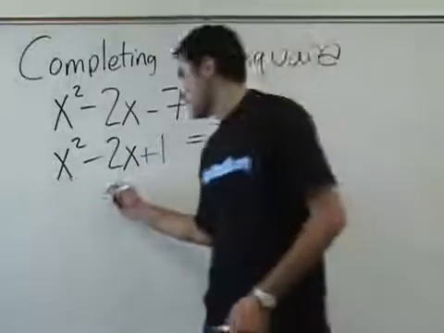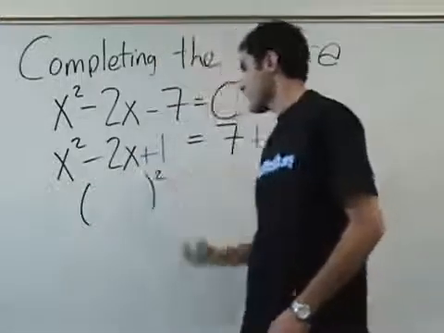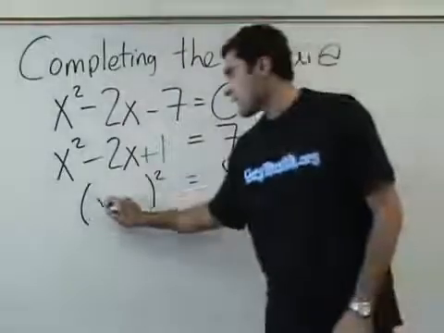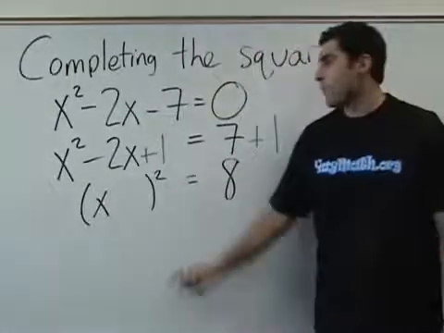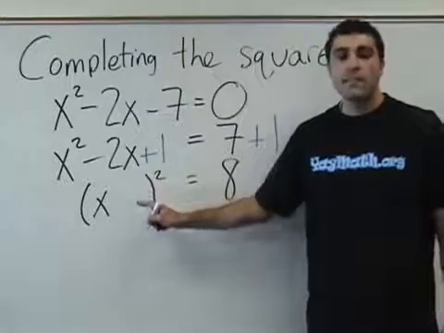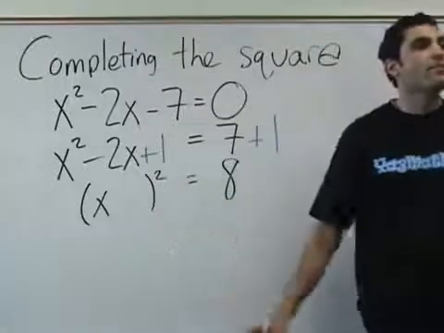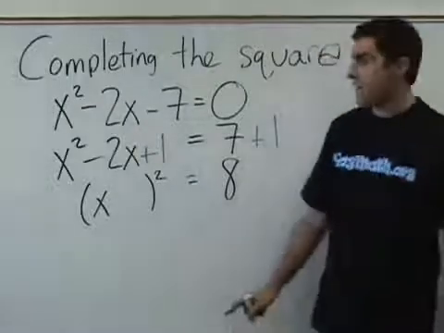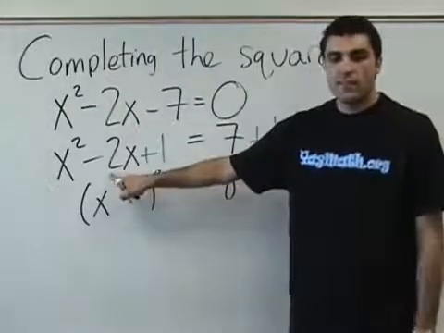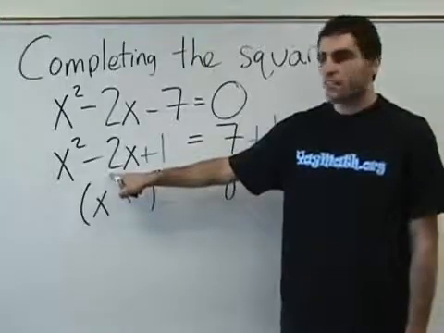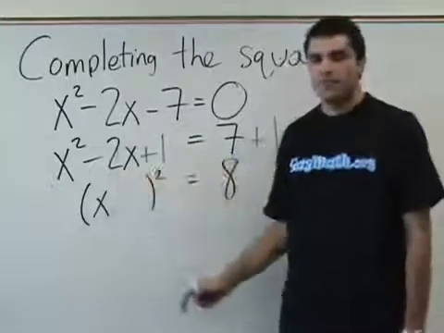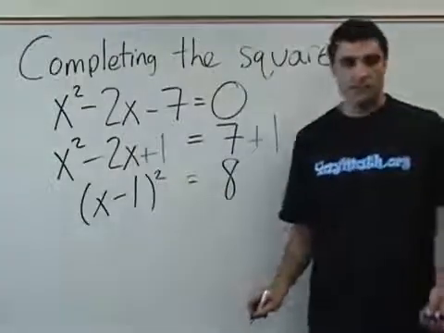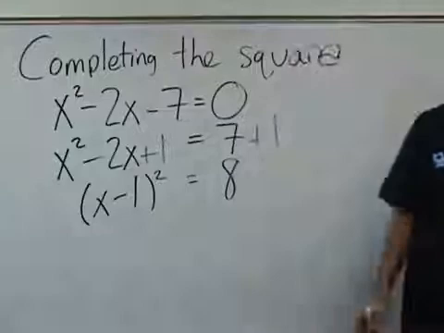So it's x squared minus 2x plus 1 equals 8. And so it's x, x minus... what number goes here? It's minus B over 2. So this is B. So what's negative 2 over 2? Negative 1. Okay, negative 1 there. Good.